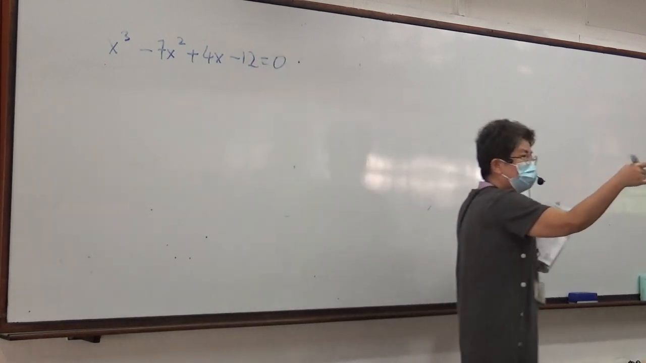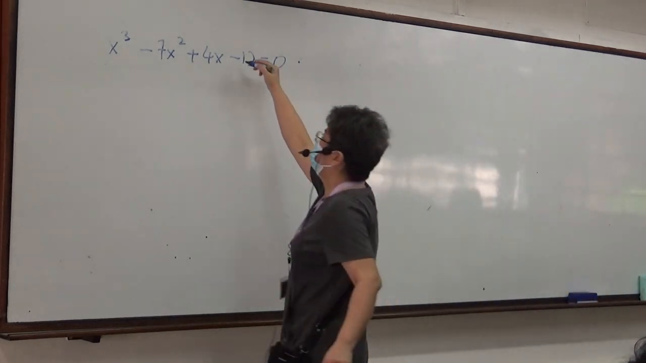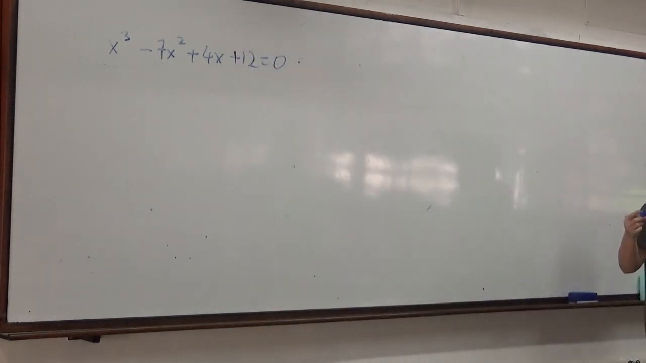I want all of you to use a calculator. Okay, use a calculator first. What's the answer? 6. So nice. Okay, 6, 2, negative 1. Okay, right? What do you want?